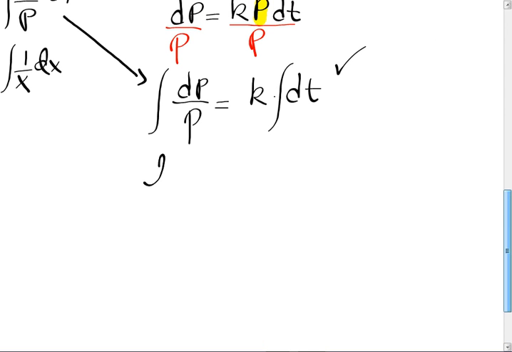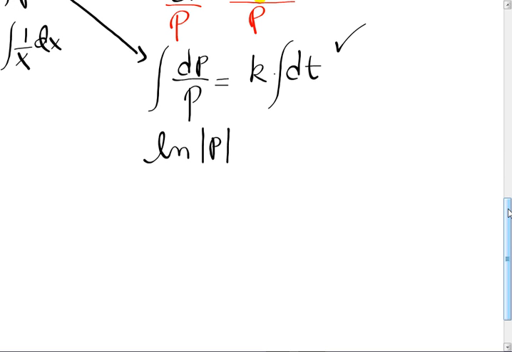So this is the natural log of the absolute value of P. I know the population's positive. But there are other situations when you must have that absolute value there. So we're going to keep it there and get rid of it at the end when it makes sense to. So right now we're going to pretend population could be negative. And what's the antiderivative of dt?